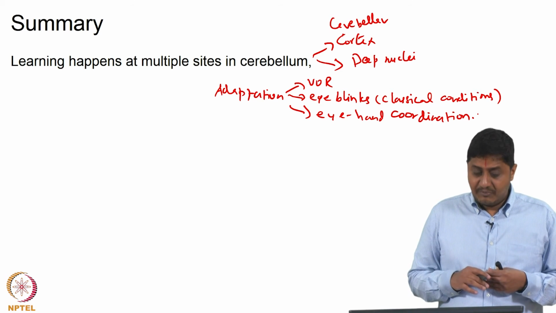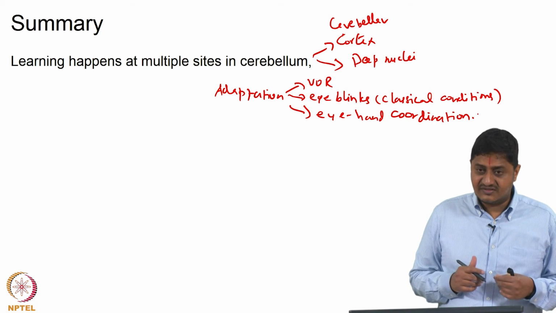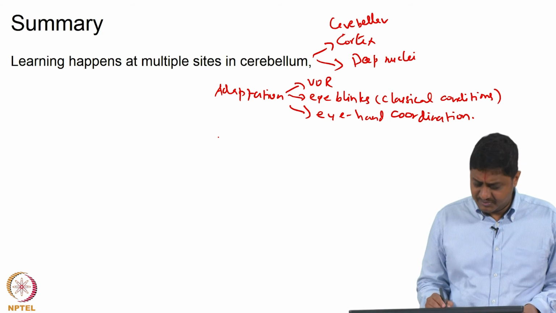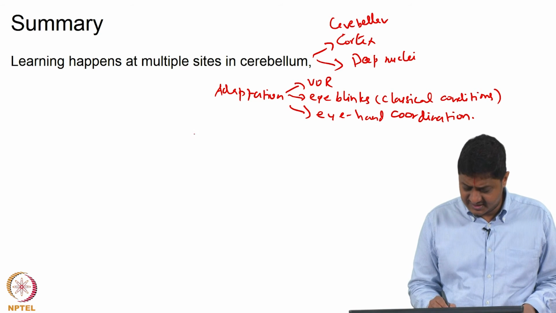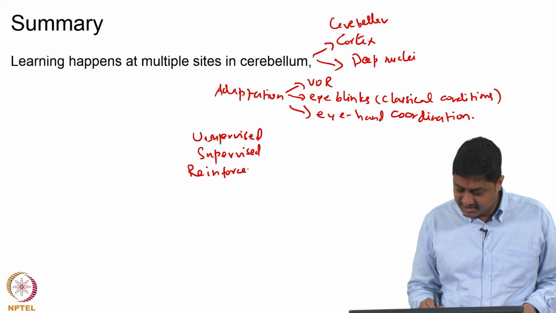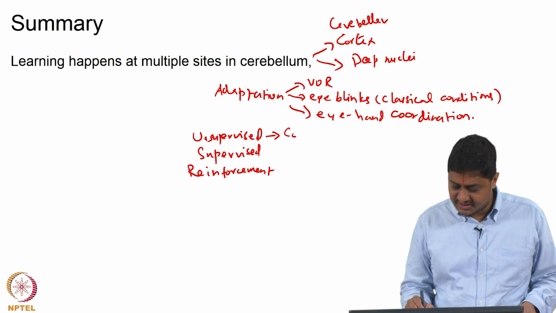And it is believed a particular form of learning is probably implemented in the cerebellum. It is a controversial hypothesis. In computer science, for example, there are different forms of learning that are discussed. These are unsupervised learning, supervised learning, and reinforcement learning. For example, it is believed that for the brain, unsupervised learning is implemented in the cerebral cortex.